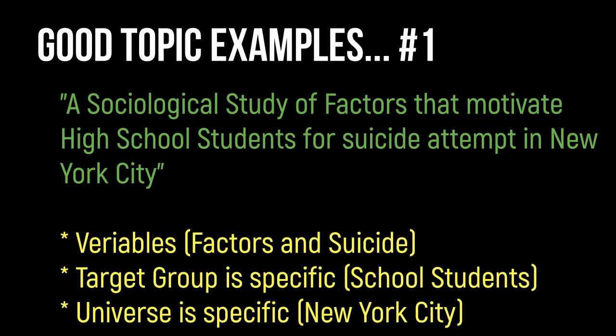Let's discuss the good examples. Number 1, a sociological study of factors that motivate high school students for suicide attempt in New York City. Variables are factor and suicide. Target group is specific, school students. Universe is specific, New York City.